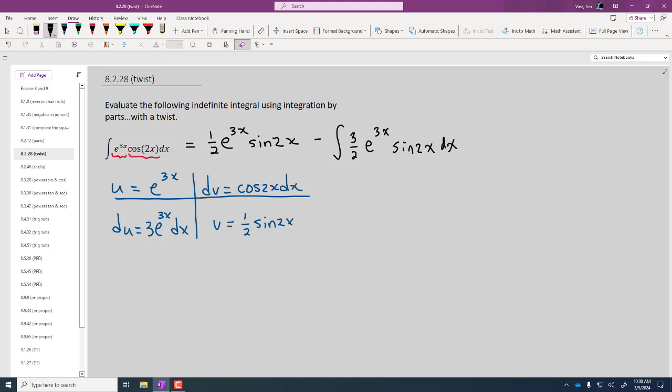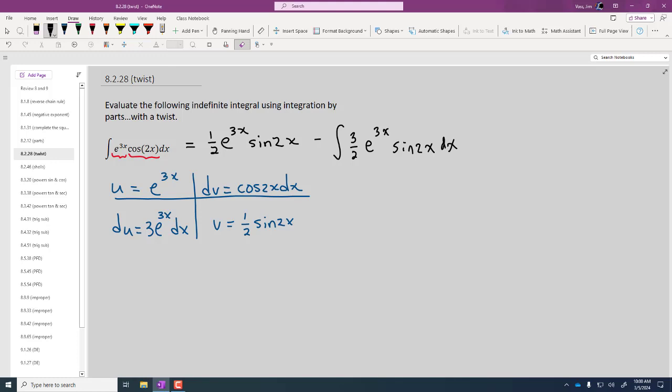At that new integral, we look at it and it's the same difficulty as the original, which will happen when you have integration by parts with a twist. It's not easier, it's not harder, it's the same. We're going to have to go with the twist, that algebra step where we have to combine like integrals.